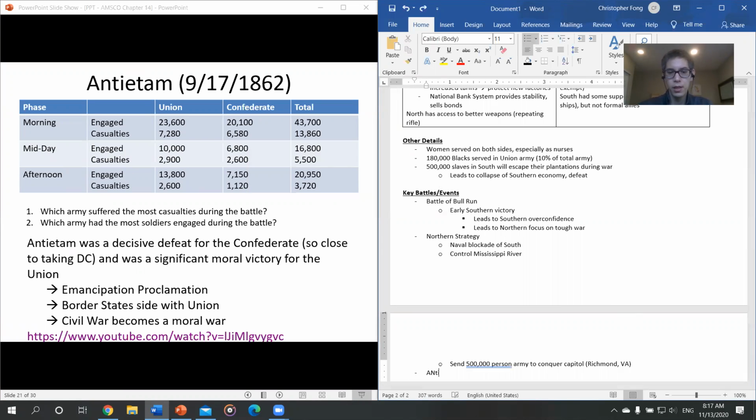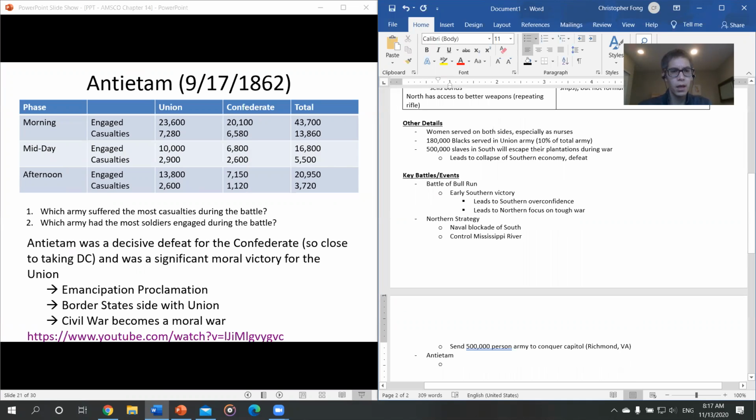This other battle here, sorry. Antietam in 1862. It's a decisive victory for the Union. It's a moral victory as well. And it leads to the Union taking a bolder stance. So it leads to the Union fighting to now end slavery. We'll see the Emancipation Proclamation in a moment. And it becomes much more of a moral war. The border states also officially joined the Union side after Antietam because they realized the North is probably going to win the war.